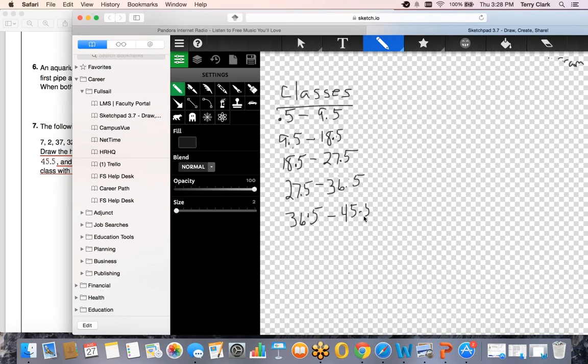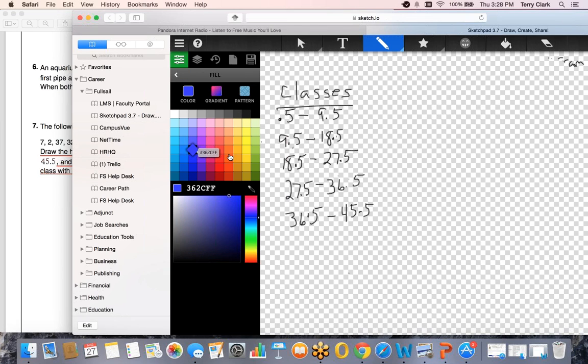Now, let's do some checking here. Okay, so let's take this 18.5 here and go down to the next lower limit. If we take 27.5 and subtract 18.5 from it, that's going to equal 9.